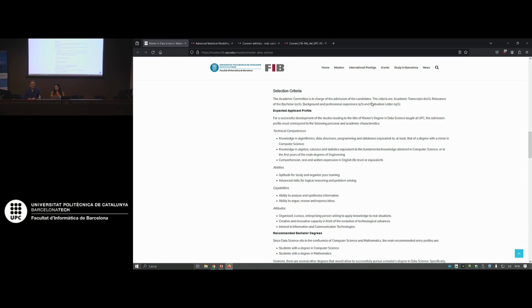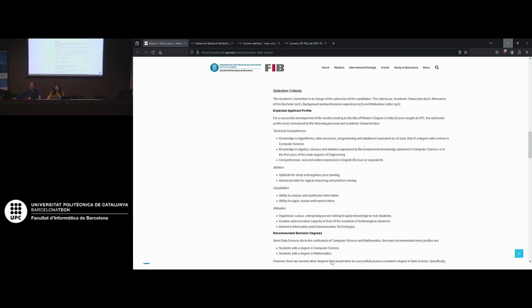So in the motivation letter, it's important that you show that you are a motivated person who really wants to do this master: why you want to do it, and what you can provide to your colleagues, your peers. We want motivated people who really want to learn and generate a good atmosphere. This is important for us. So please take a look at the selection criteria that you have here.